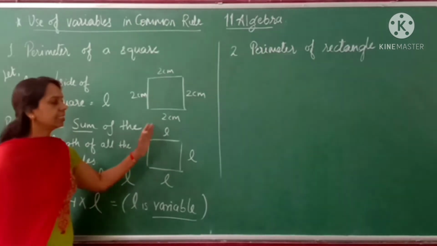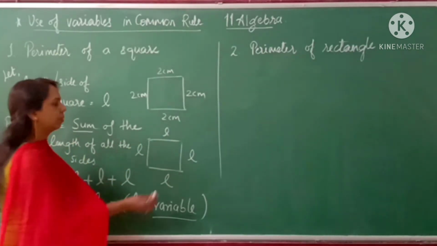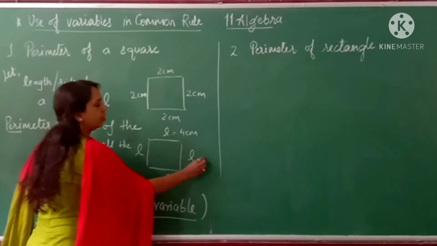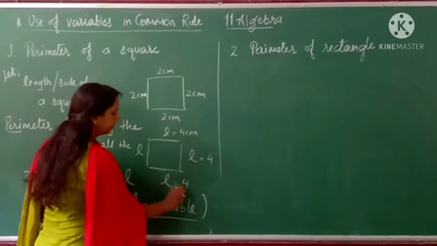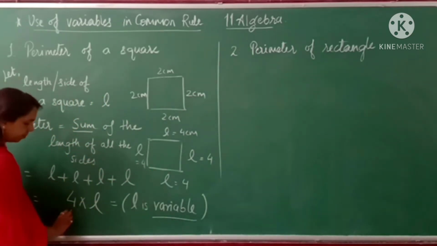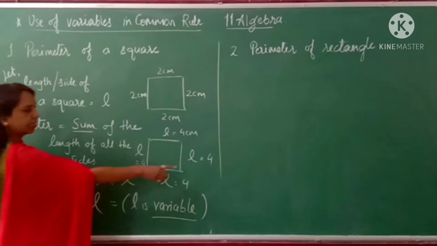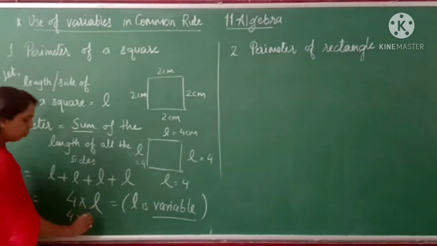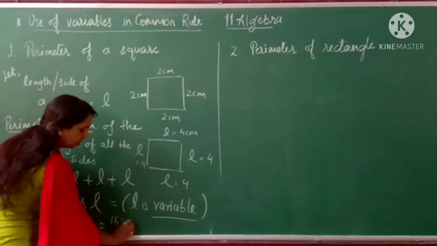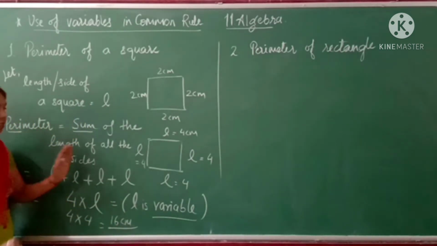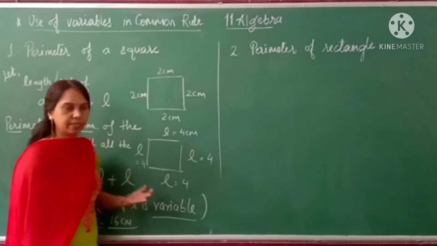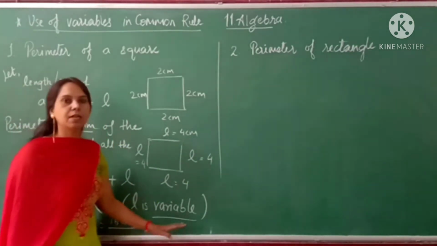Suppose here L is 4 cm, meaning all the sides are equal to 4 cm. So when we write 4 into L, here our L is 4. So what do we get? The answer, 4 into 4, is 16 cm. This value of L can vary, therefore we write that L is a variable.